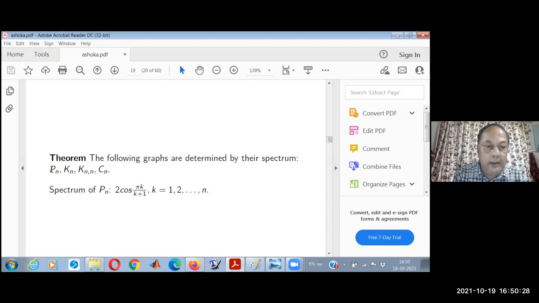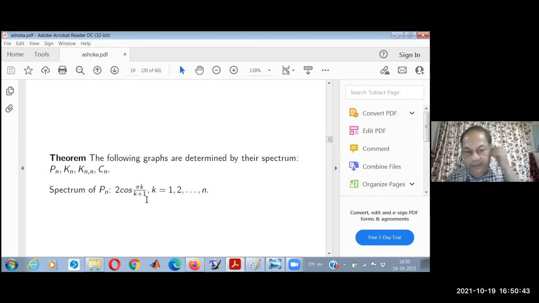These are all determined by their eigenvalues, and each one of them takes some proof. They are not easy results. They're easy, but it takes careful proof for all of them. For example, the path has this spectrum, 2 cosine pi k upon k plus 1.